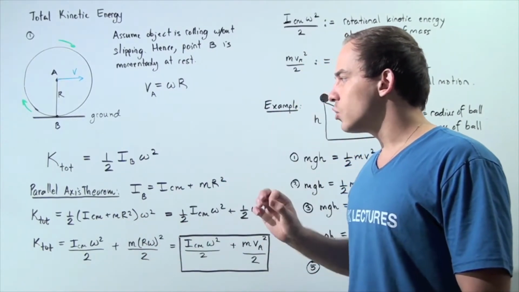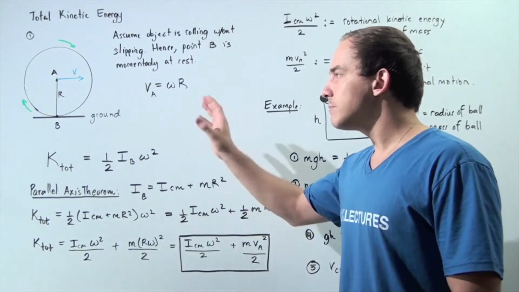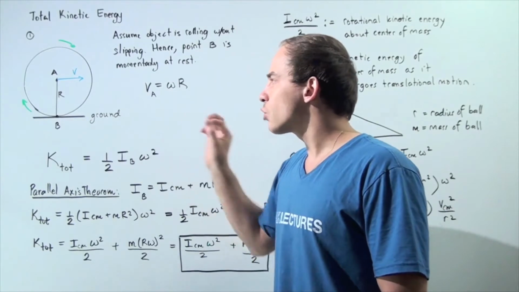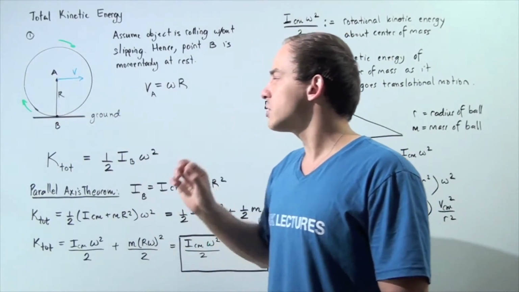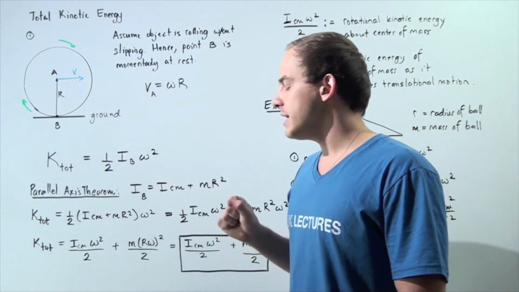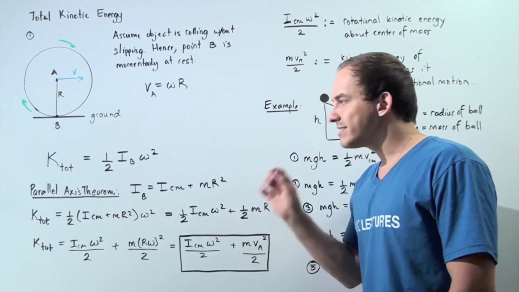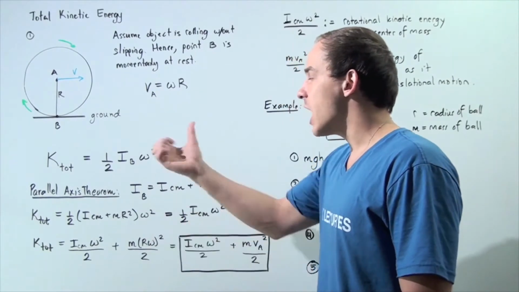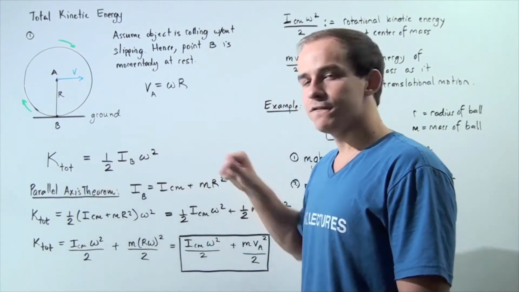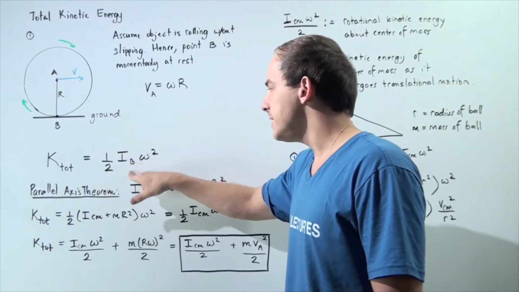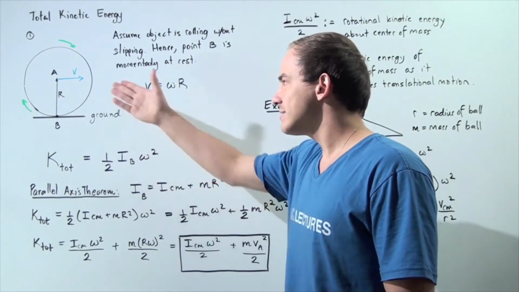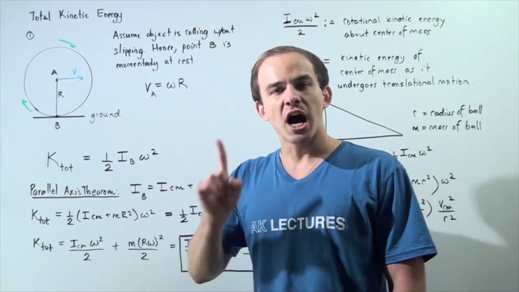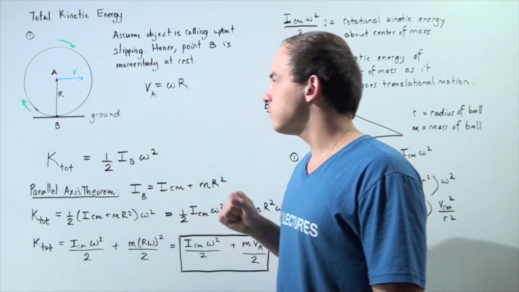Now, let's suppose for the time being that our object, the wheel, is rotating about point B. So it's not rotating about the center of mass, but it's rotating about point B. That means if we want to calculate the total kinetic energy of our object, we have to use the following formula: 1/2 IB omega squared, where omega is the angular velocity of the object and IB is the moment of inertia of the object as it rotates about point B.